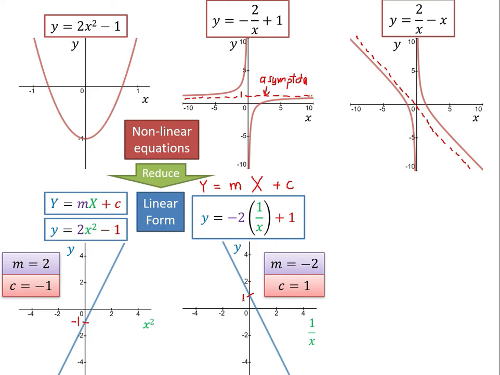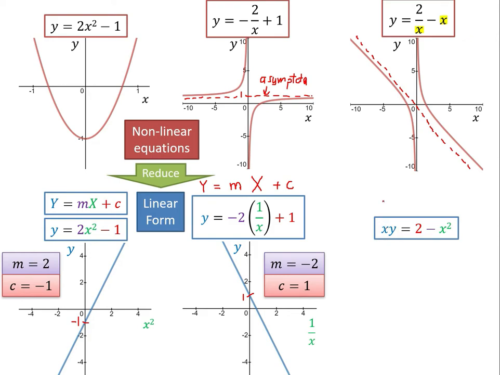Okay, now the third one is complicated a bit. Why? Because you have the over x and you have another x here. We cannot directly read it as a linear form. We don't want both terms to have x. Any idea how to eliminate one of the x from one of the terms here? Times x. Everything times x. xy equals 2 minus x squared.